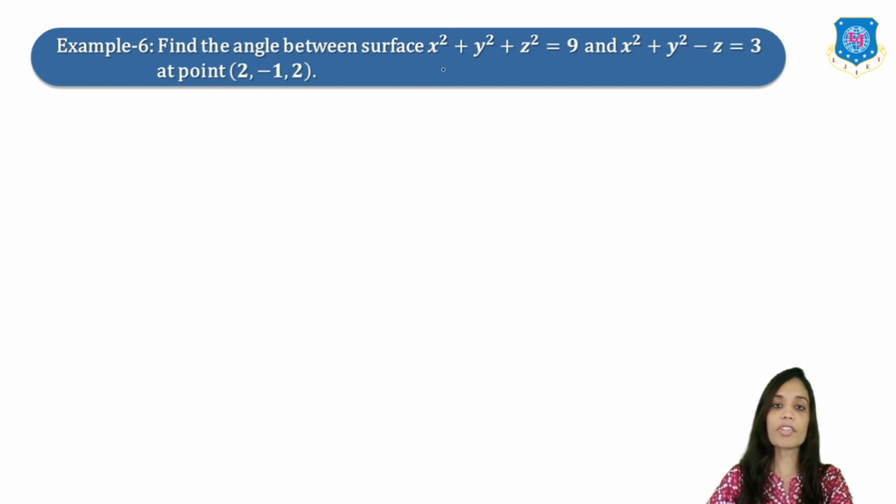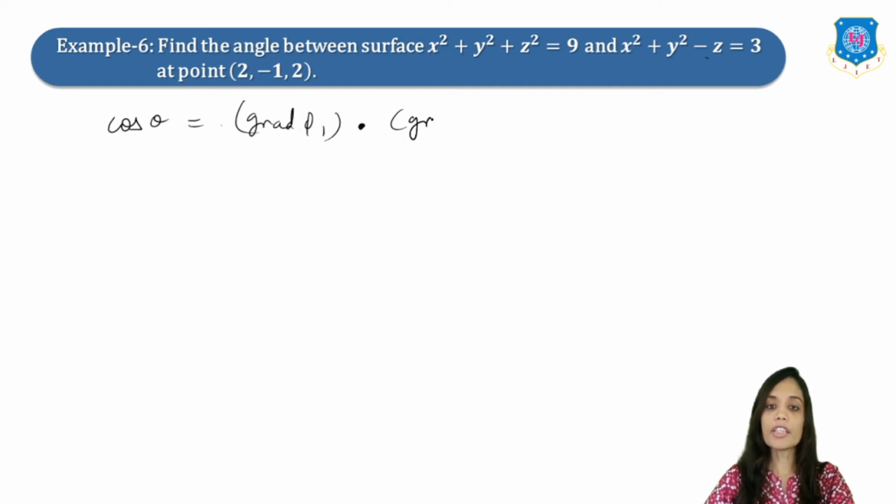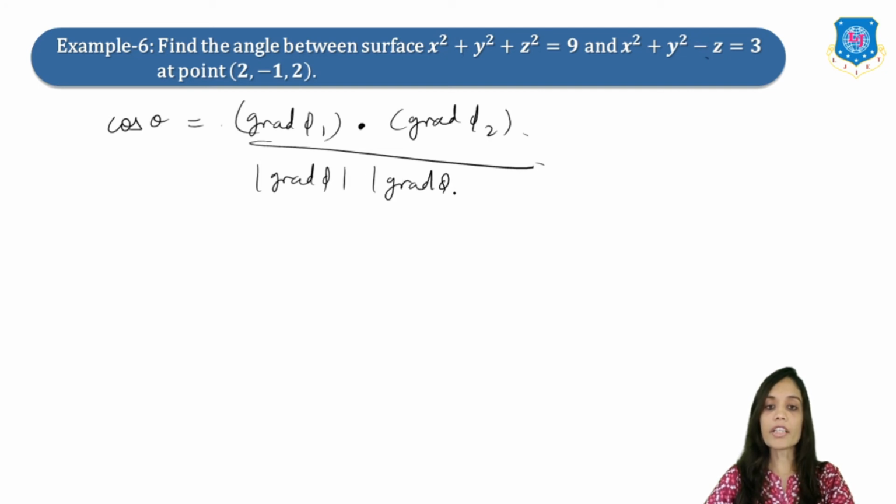We have to find the angle between surfaces x square plus y square plus z square is equal to 9 and x square plus y square minus z is equal to 3 at the point 2, minus 1, 2. So first let us find the gradient of both these surfaces. Now we know that the formula of angle between two surfaces is given by cos theta is equals to gradient of first surface dot gradient of second surface upon magnitude of gradient of first surface into magnitude of gradient of second surface.